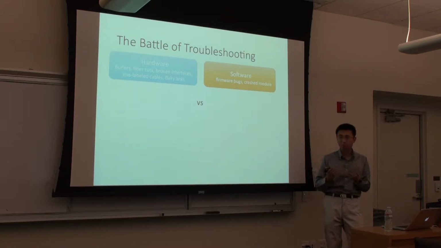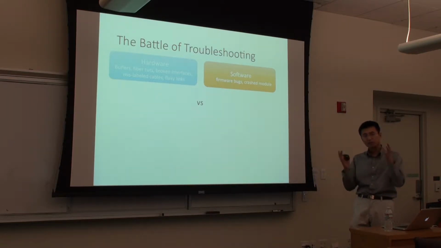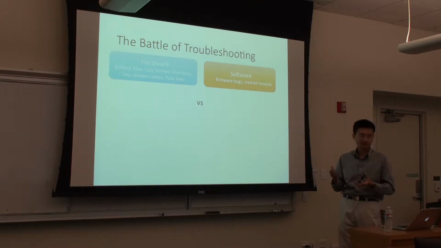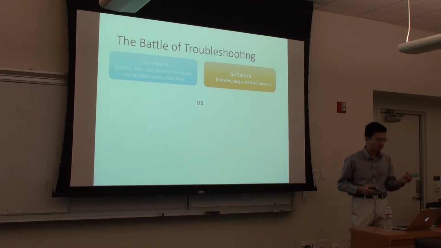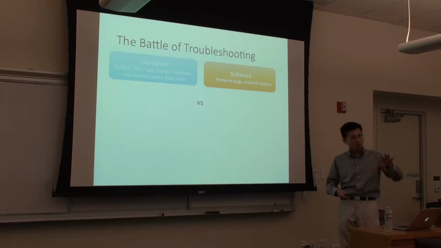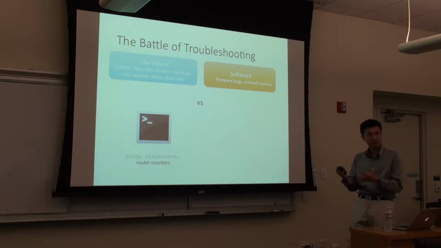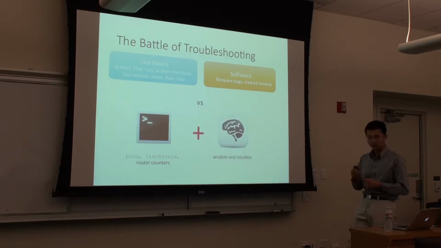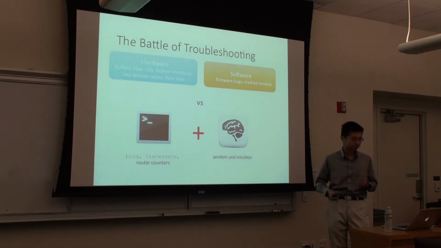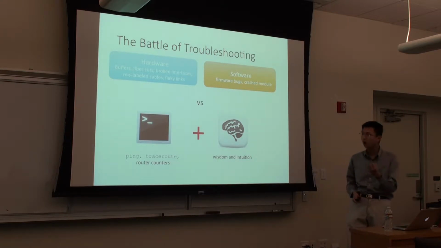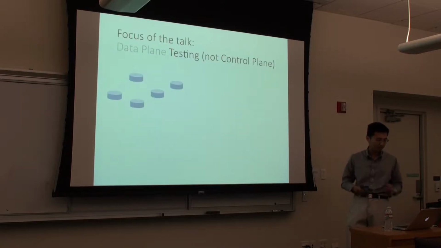So the battle of troubleshooting becomes, on one side, there are various sources of hardware problems such as buffer overflow, failed cards, broken interfaces, mis-stabled cables, and flaky links. And there are software problems such as firmware bugs and crashed modules. On the other side of this battle, we only have a small set of rudimentary tools like ping and traceroute, plus network engineers' wisdom and intuition. So before I describe how we help network engineers to win this battle, let me first clarify the focus of this talk.